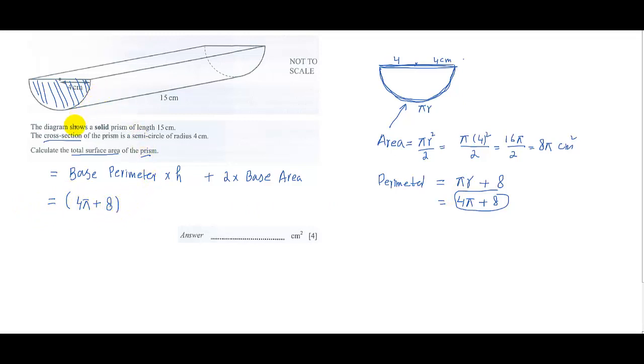The height of the prism is basically, this is the first base and this is the last base. The distance between these two bases is called the height of the prism, which is 15, plus 2 times base area. The area of this base is 8 pi. Now you put the value of pi, and you can simplify this. That will give us the answer.